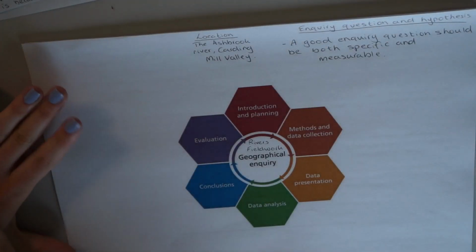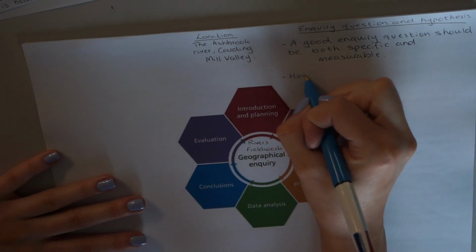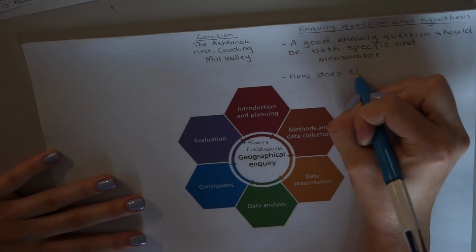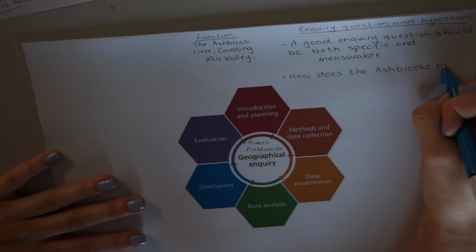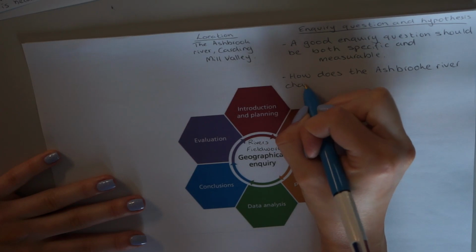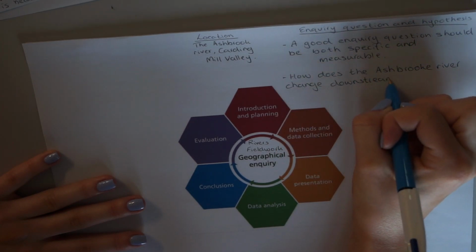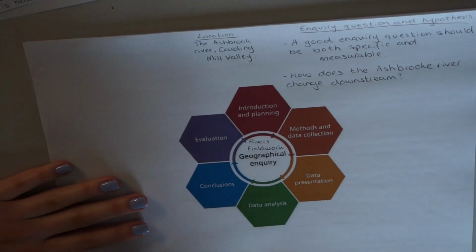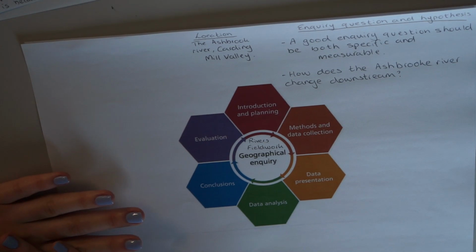Then one of our inquiry questions was, how does the Ashbrook River change downstream? And we could be even more specific and say, how does the velocity change downstream? How does the width and depth change downstream?